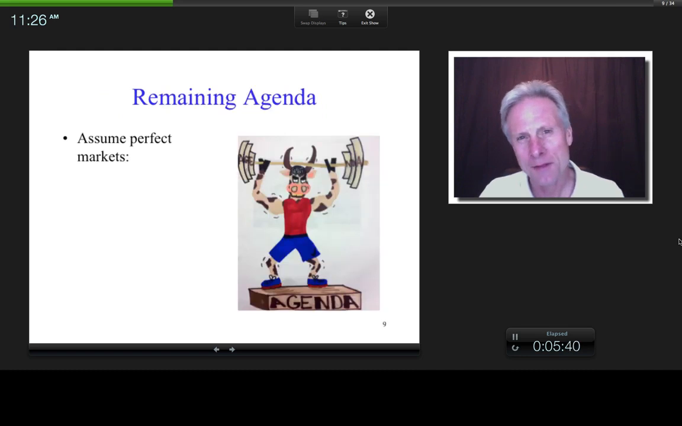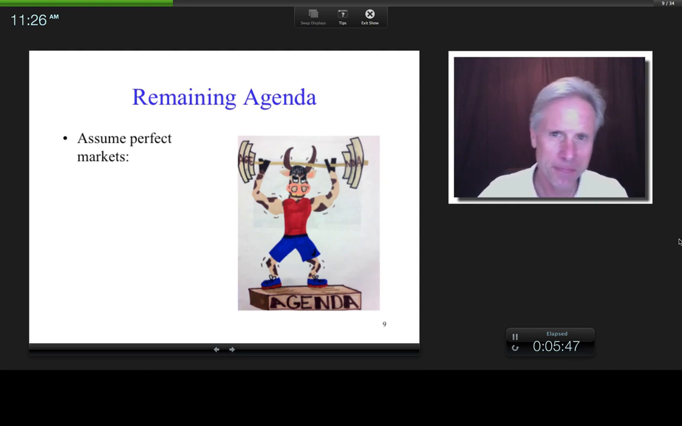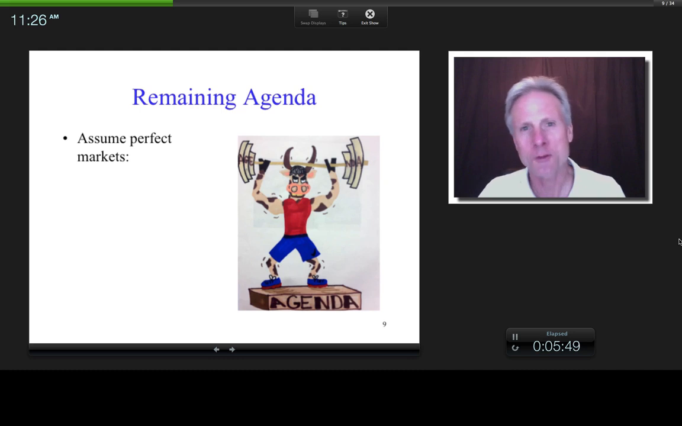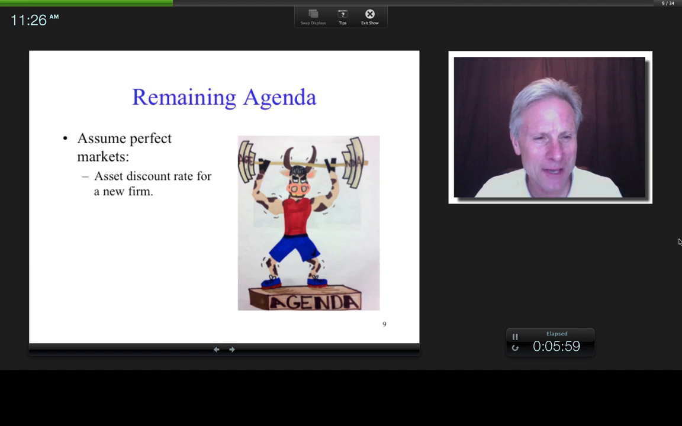So with that in mind, let me give you the remaining of the agenda, and we're going to assume perfect markets. We're going to assume this fantasy land where there are no taxes and no information asymmetries and no transaction costs, etc. And we're going to begin by saying, well, hey, in this fantasy land, what should the discount rate be for a brand new firm?